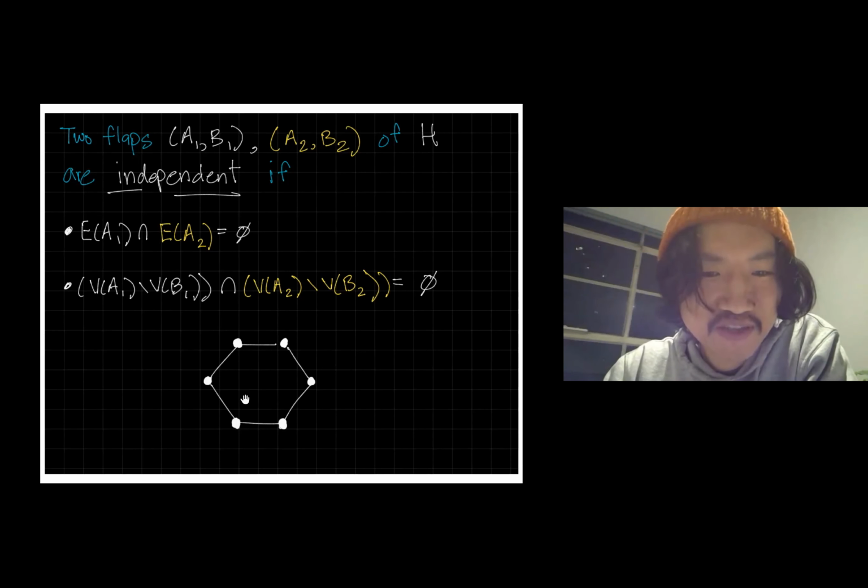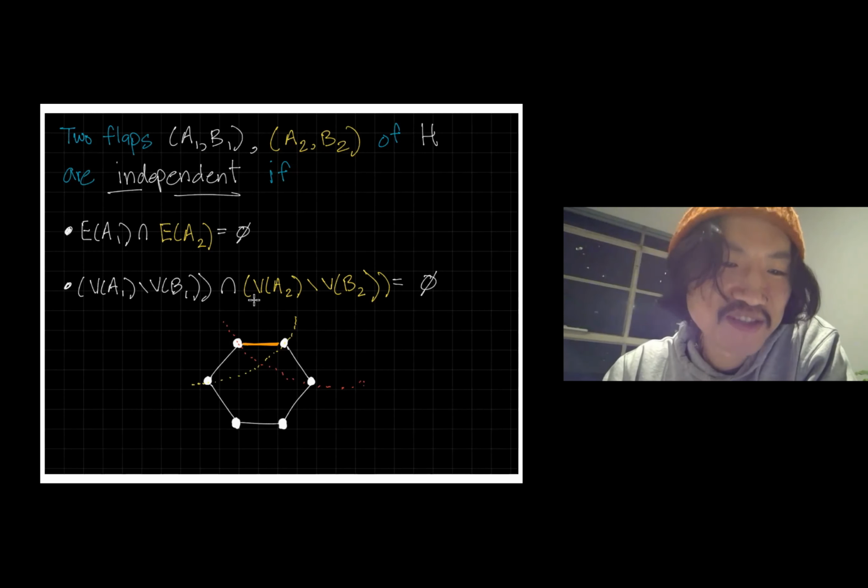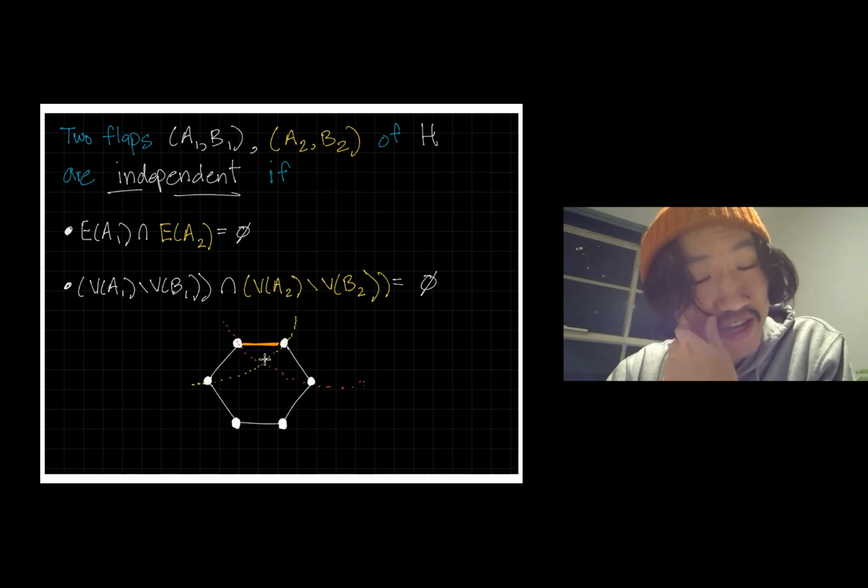So here I've got a 6 cycle, and its flap number should be 3, if you think about it. If I didn't have this edge disjoint condition, so here is a flap, it's given by this degree 2 vertex, and here is another flap, it's given by this degree 2 vertex, and these two flaps do satisfy this condition, actually, right? So they have a vertex in common, but this interior vertex is on the boundary of the other separation. So this condition is actually satisfied for these two flaps, but they're not edge disjoint. So they have this orange edge in common.